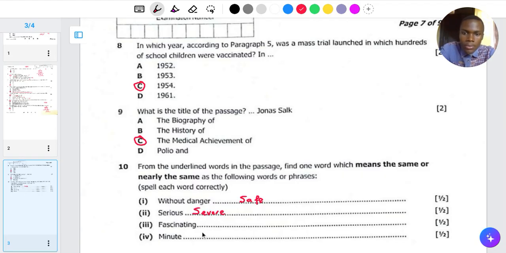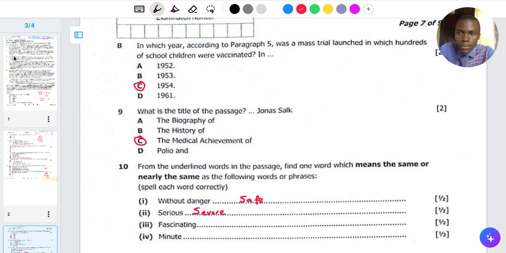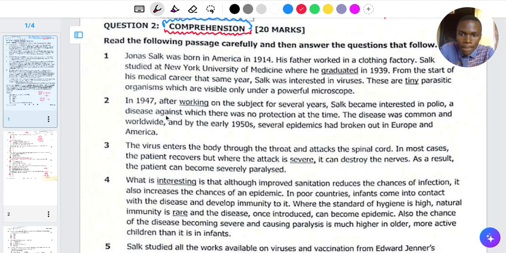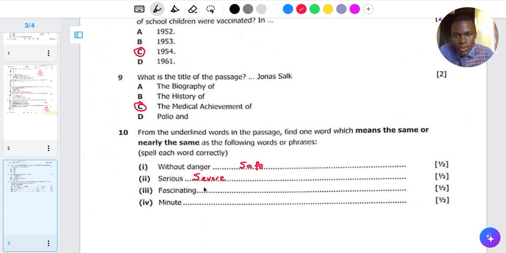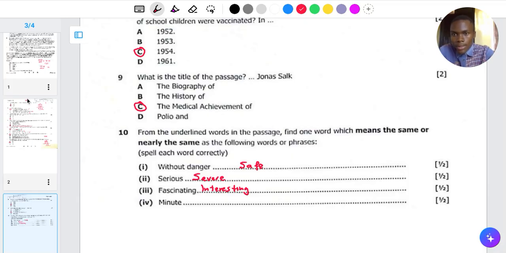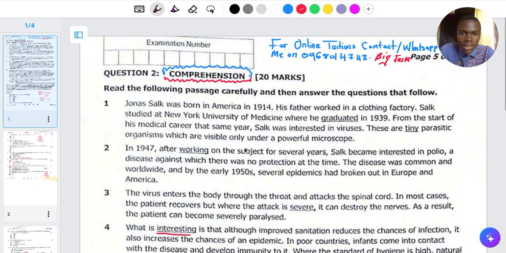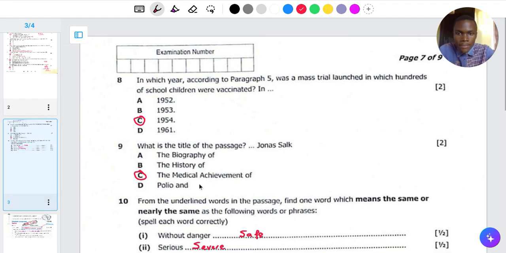Then fascinating, something which is interesting. That is fascinating. So let's see if we have the word which is interesting here. Yes, it is here, the one which is underlined. Interesting, that is fascinating. So we can choose interesting. Alright. Then the last one which is saying minute. Something which is minute, meaning to say it is very tiny, very small. Minute means small or tiny. So do we have tiny here? Yes, we have tiny. These are tiny parasitic organisms. So our answer here is just going to be tiny.